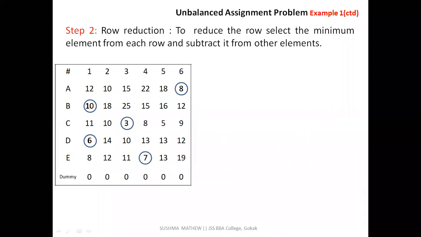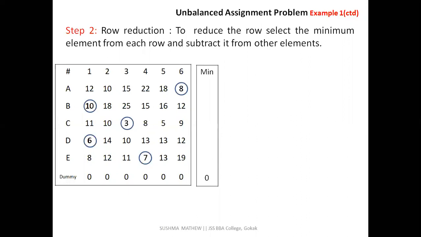Minimum number in each row. So that means here in row A it is 8, in row B it is 10, in row C it is 3, row D it is 6, row E it is 7, and dummy it will be 0 because that is the minimum element. The elements are all the same, so 0 we are keeping as it is. So with this minimum element, what are we trying to do, Ramesh?